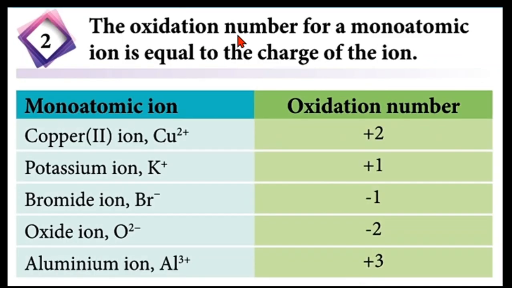Second one, the oxidation number for a monoatomic ion is equal to the charge of the ion. For example, copper 2 ion Cu2+, so its oxidation number is positive 2. Potassium ion K+, so oxidation number is positive 1. Bromide ion Br-, so oxidation number is negative 1, the same as its charge. Oxide negative 2, aluminium positive 3. Aluminium ion Al3+ has an oxidation number the same as its charge, which is positive 3.